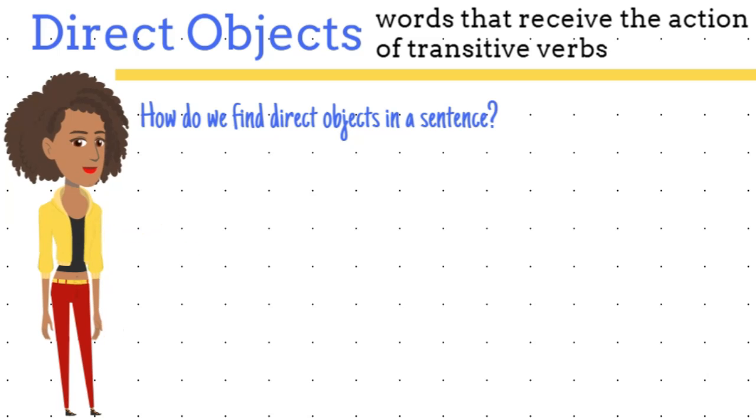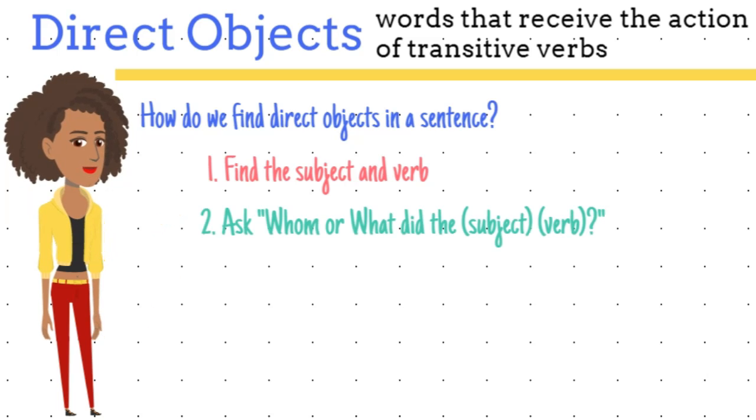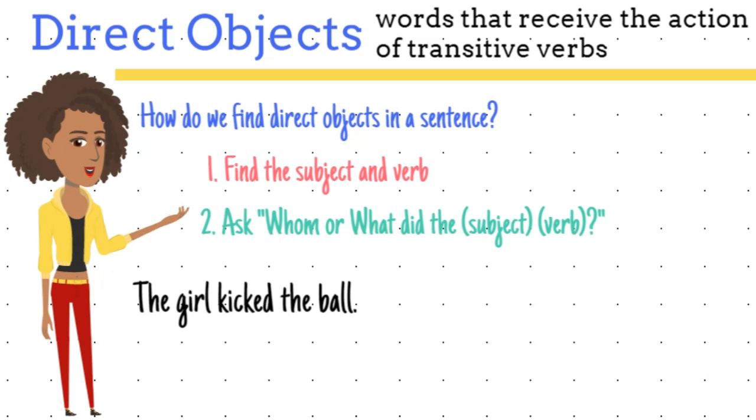So, how do we find direct objects in a sentence? In order to find the direct object, we must first find the subject and verb, and then we ask this question: whom or what did the, and then fill in the subject and verb. Let's look at our sentence. The girl kicked the ball.